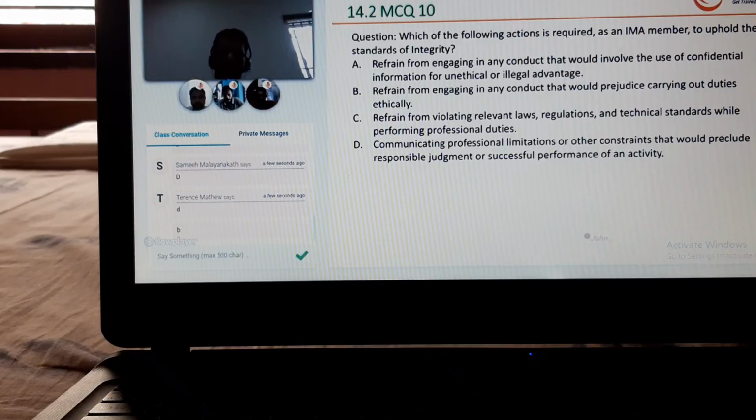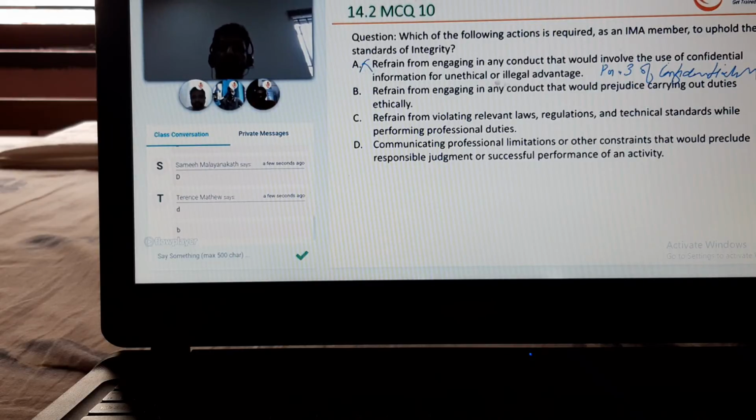Just let us discuss. Which of the following actions is required as an IMA member to uphold the standards of integrity? Refrain from engaging in any conduct that would involve the use of confidential information for unethical or illegal advantages. There in the standard, but where is it there? In point 3 of confidentiality. So this is not integrity standard.